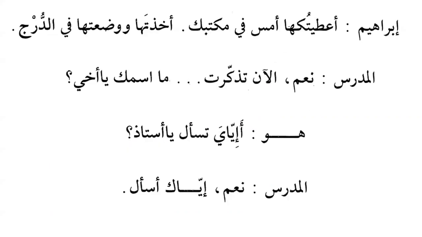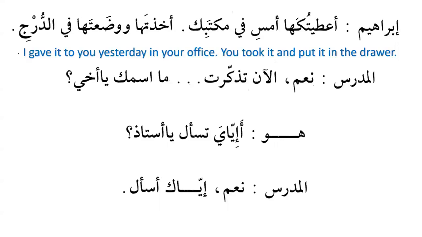أعطيتك ها, أعطيتك, أعطيت, I gave, ka, you, ha, it. متى? أمس, yesterday. في مكتبك, in your office. So he says, I gave it to you yesterday in your office. أخذتها, you took it, ووضعتها, and then you put it في الدرج, in the drawer. So he says, I gave it to you yesterday in your office. You took it and put it in the drawer. So I think this is all inshallah clear.